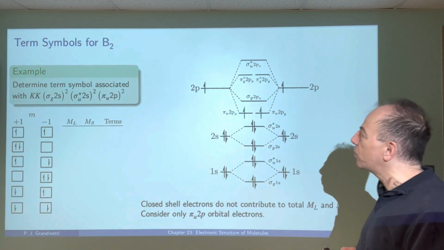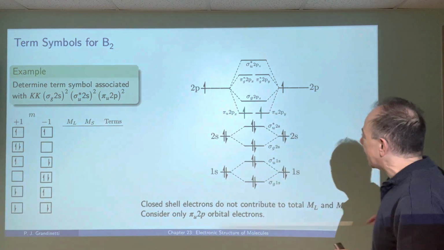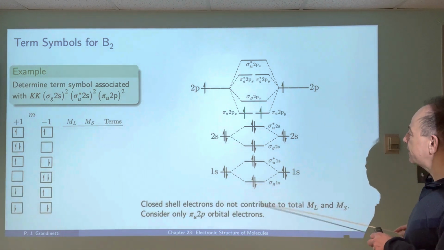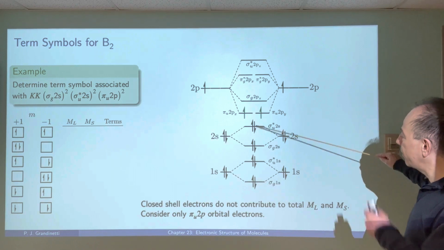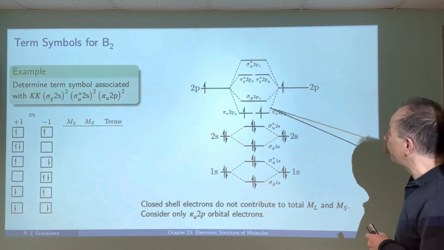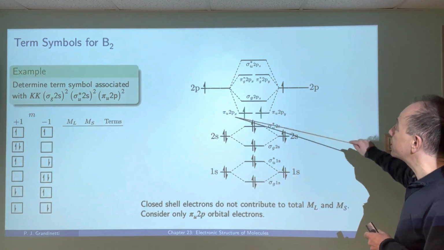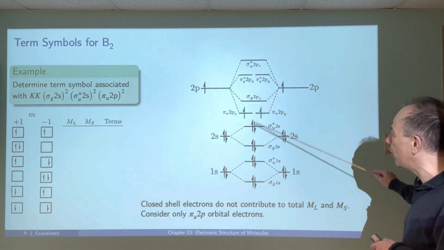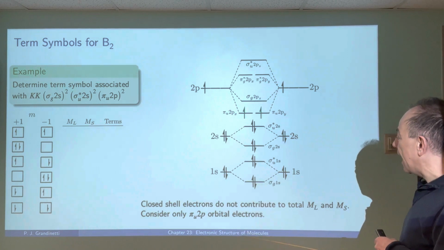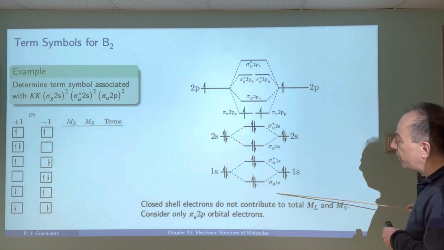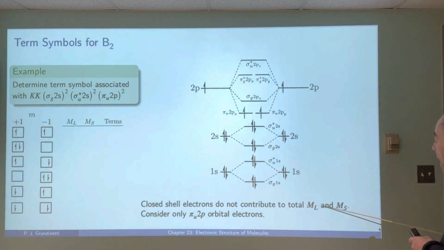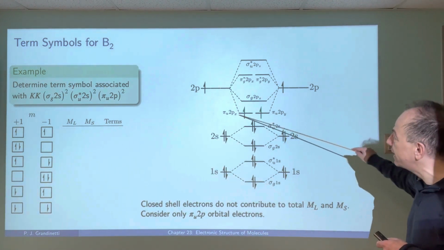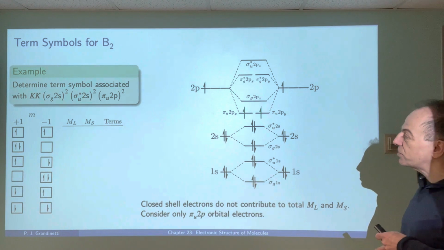This is the boron diatomic molecule. Here is the MO electron configuration that we would get. And so you can see we've placed all the electrons in, and we have the highest occupied orbital here, the HOMO, with the 2 electrons in it. And these closed shell electrons aren't going to contribute, because if you add up all their M sub S and M sub L values, they all add up to 0. So it's only these 2 here that we have to focus on.